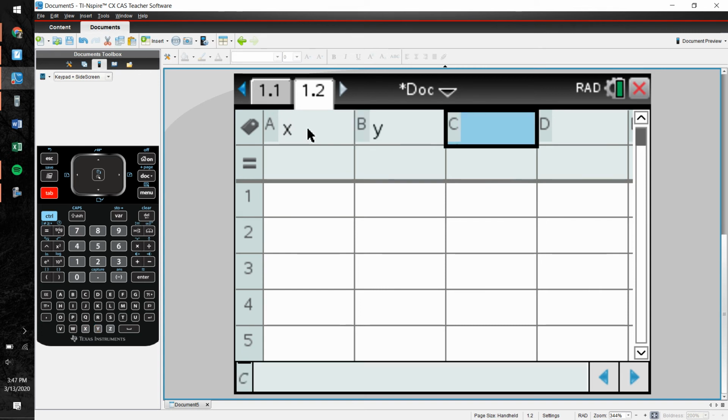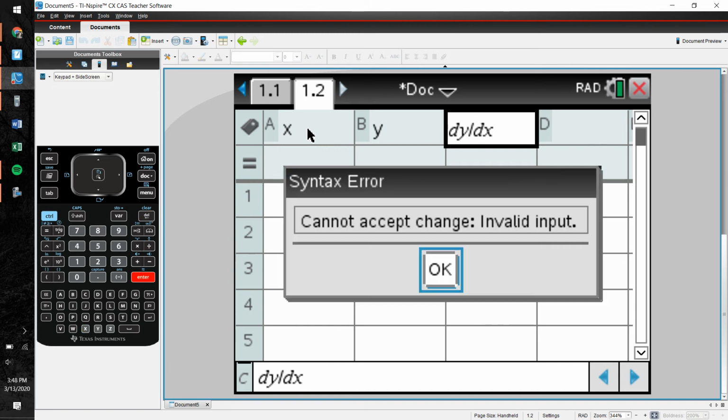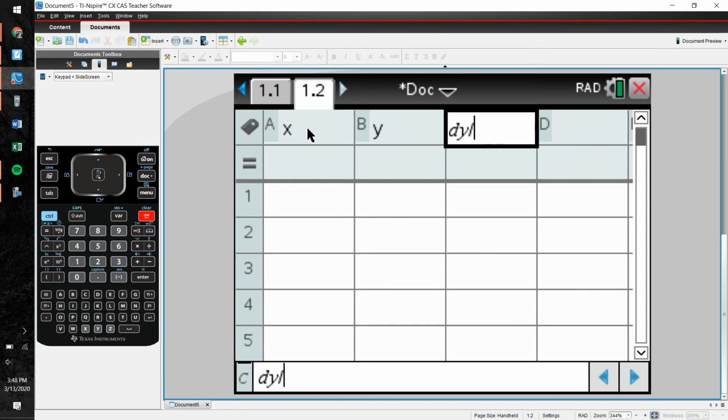In C, we're going to be figuring out the value of the derivative at each step along the way. So I'm going to type that in as dy dx. If you put the slash in there, it doesn't like that. In fact, I'll show you, and it yells at you when you try to do that. So I'm just going to take out the slash and leave it that way.